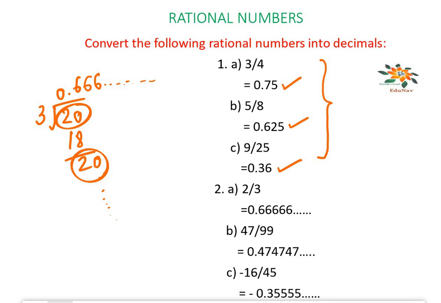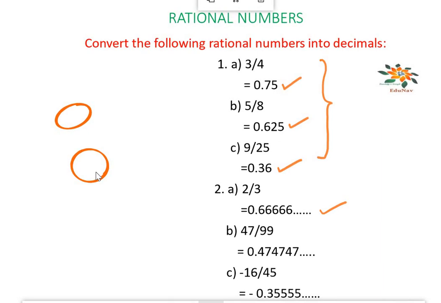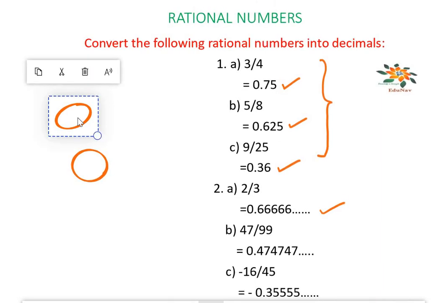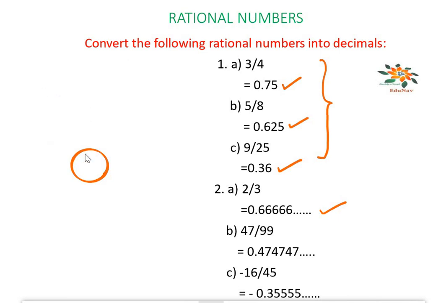So here 2 by 3 can be put in the decimal form as 0.6666 with a dot indicating that the number 6 is going to repeat again and again. So this is an example of non-terminating recurring decimal. Recurring means what? The same number 6 is going to repeat again and again. That's the meaning. We'll move on to the next question now.